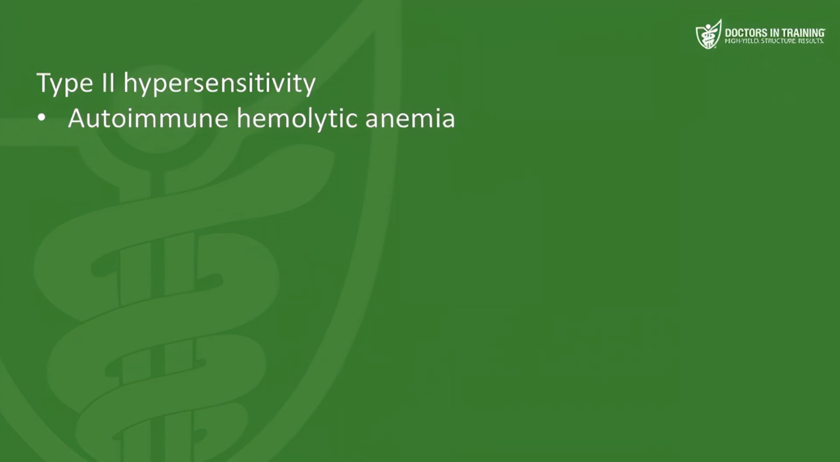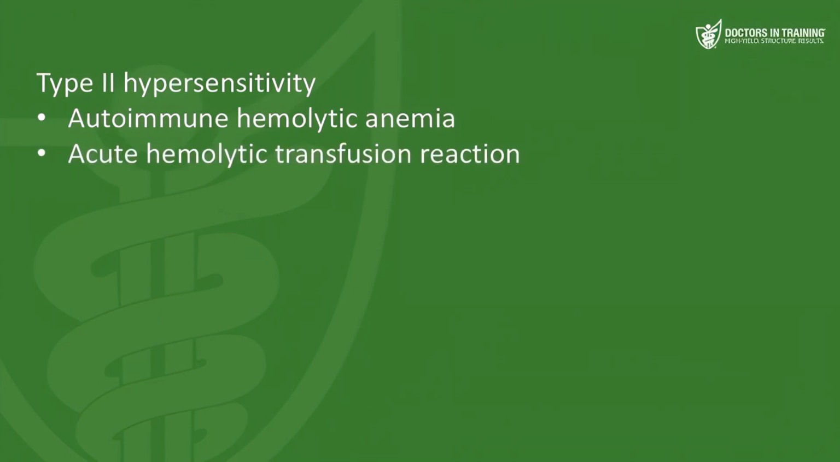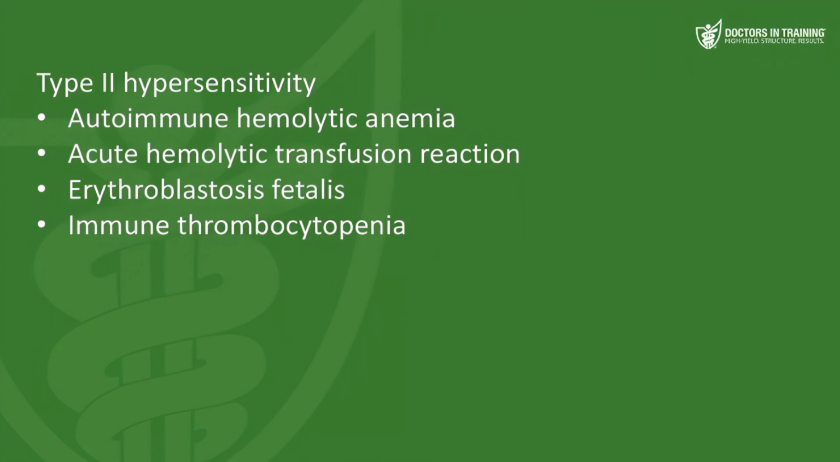Another example of hemolysis caused by type 2 hypersensitivity would be acute hemolytic transfusion reaction, where the patient has type A blood and you accidentally transfuse type B red cells, and the patient's anti-B antibodies attack the B surface antigens on the donor cells. We'll talk about that more in a moment. There's also erythroblastosis fetalis, where a pregnant woman's IgG antibodies cross the placenta and attack the fetus's red cells.